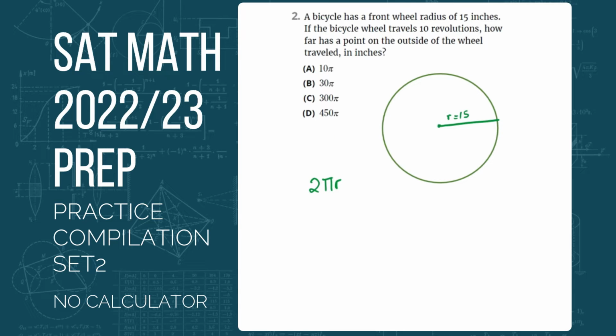So the circumference of the circle will be 2 times pi times 15, which is 30 pi, which is 1 revolution. But the wheel has traveled 10 revolutions, so that's 10 times 30 pi, which gives me 300 pi, which is C in our choices.